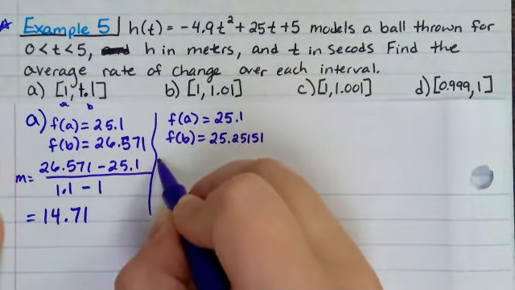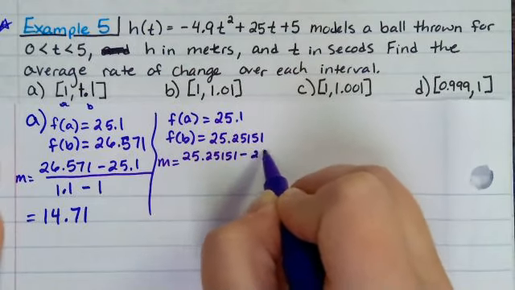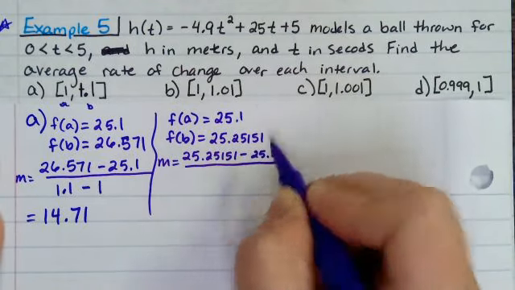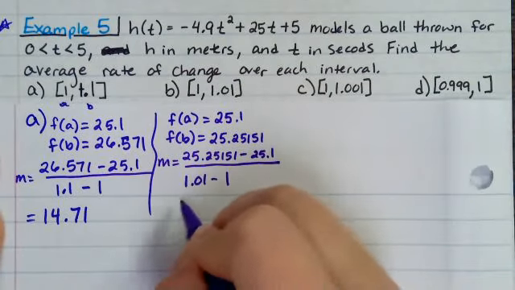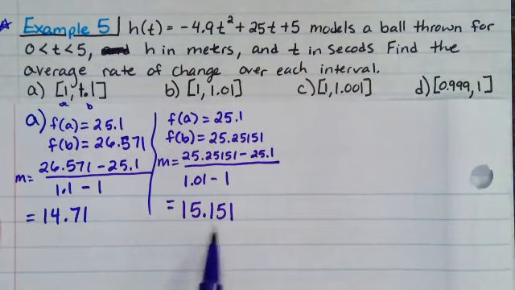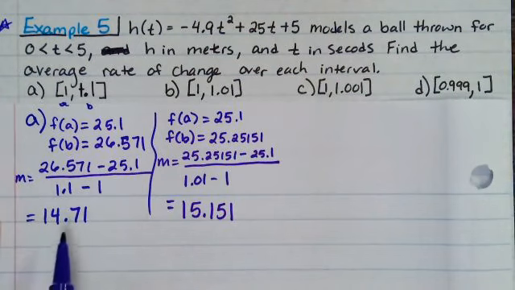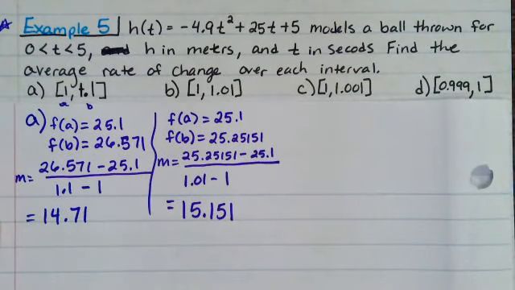Then we plug this in. We have 25.25151 minus 25.1, right? f of b minus f of a, and that is over 1.01 minus 1. Working through that, I got 15.151. Now, this is a closer estimation to what this instantaneous rate of change would be just at that one singular point, okay? We're just trying to see that the smaller the interval, the more precise this number can get, okay?